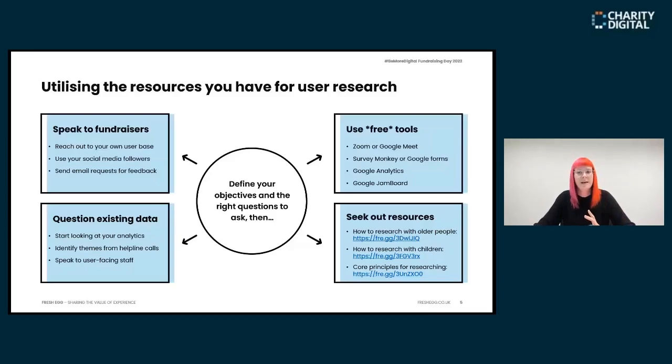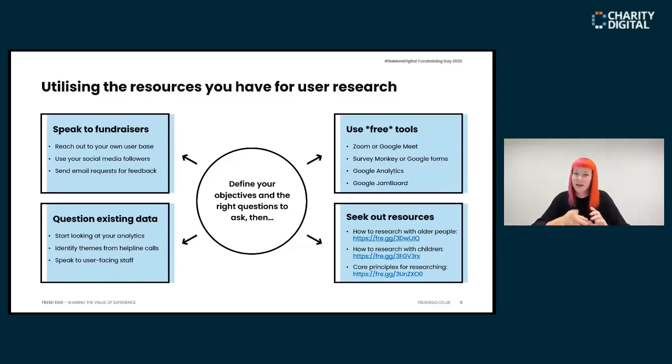And then on the right-hand side, I've got some resources there that you can use to help you out. So do reach out to free resources, seek out things on the internet, because there's an abundance of information out there. There are many free tools that can help you understand your users. So video call software that helps you reach your supporters, survey software that will help you gather feedback, and analytics platforms that can tell you what people are doing or not doing on your site.